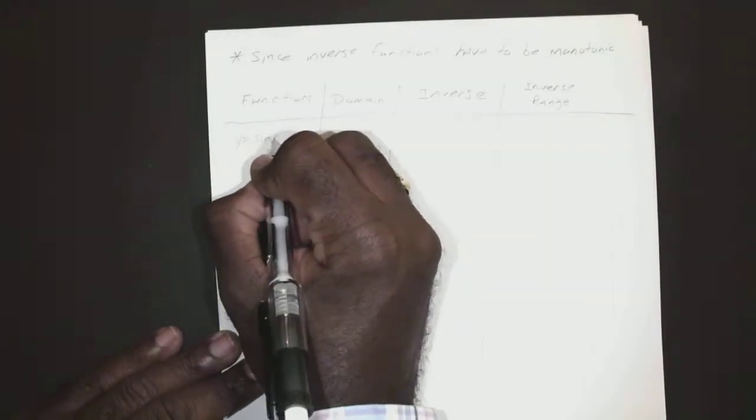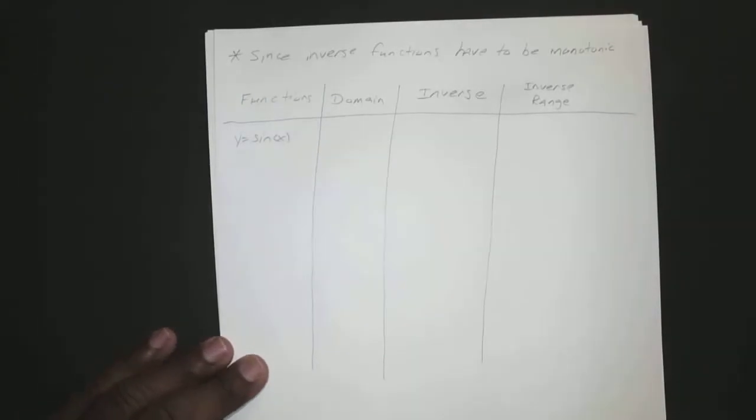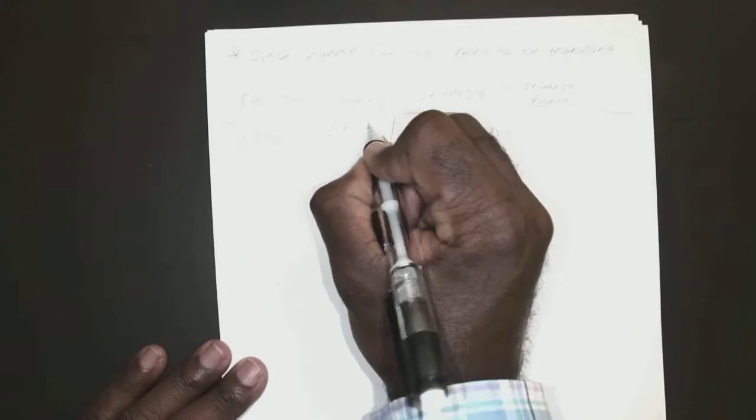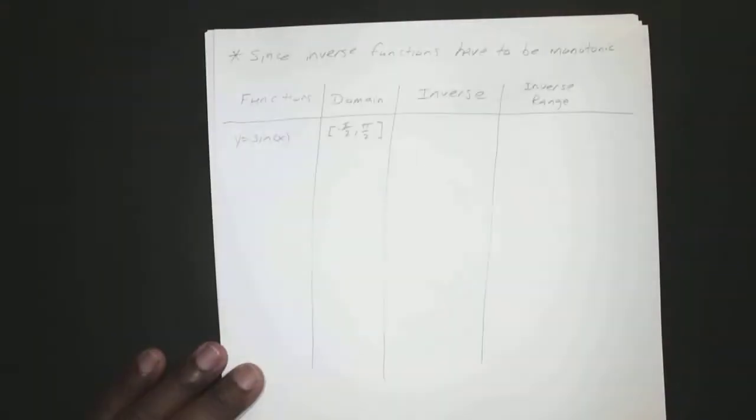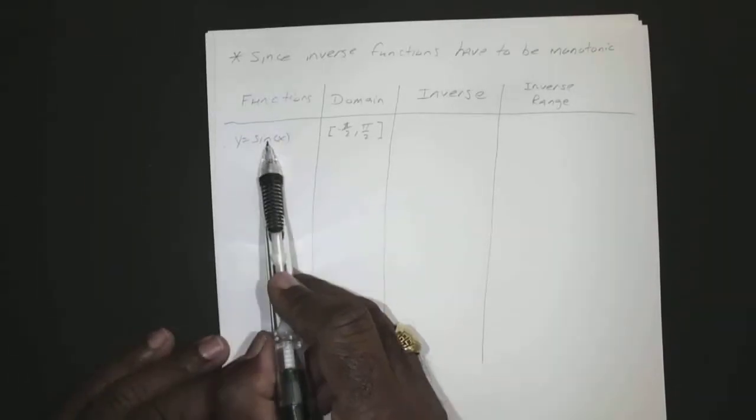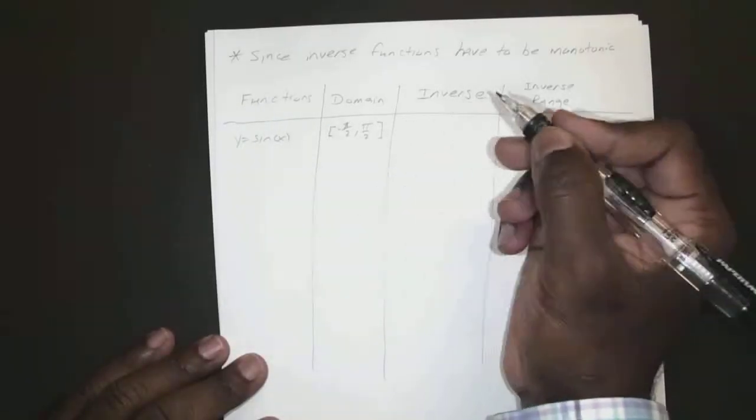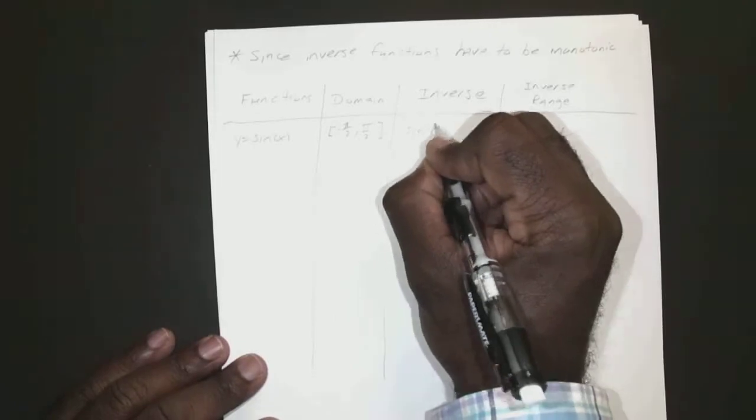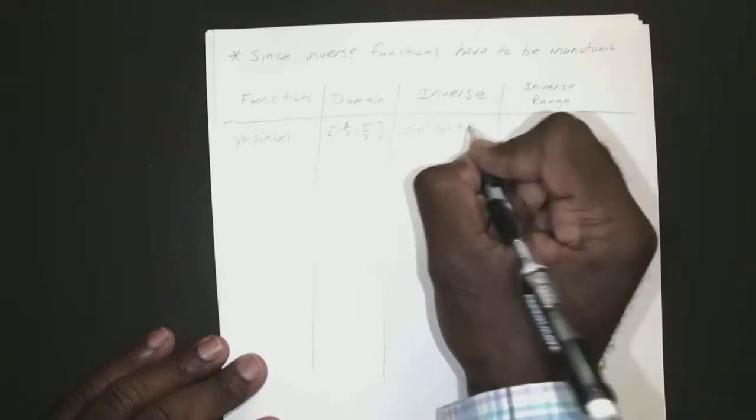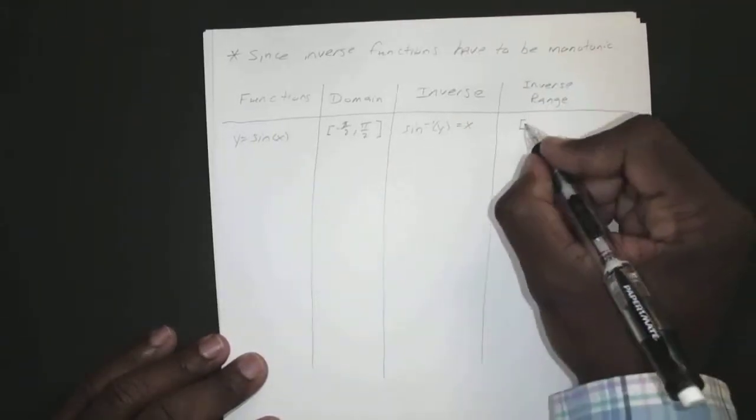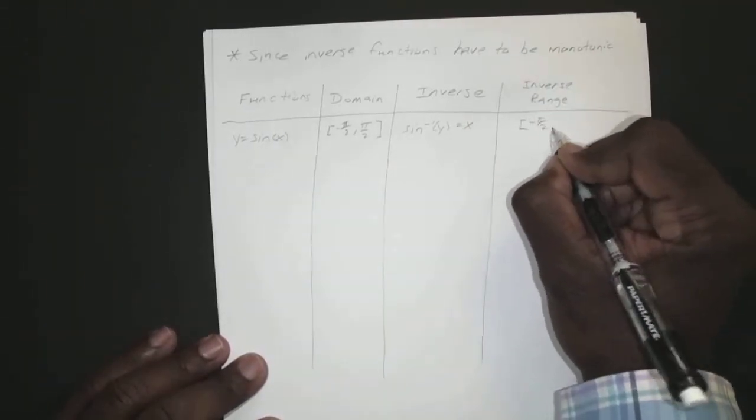So y equals sine of x. We're going to use the domain negative pi over 2 to pi over 2. The inverse, if we apply sine inverse to both sides, and remember the sine and sine inverse cancel out, we end up with sine inverse of y equals x. And remember, now the range of the inverse is just negative pi over 2 to pi over 2.